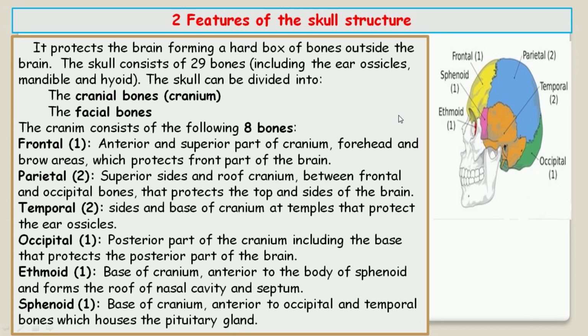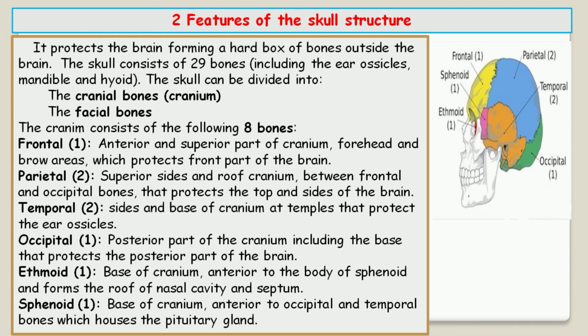Features of the skull structure. It protects the brain, formed of a hard box of bones outside the brain. The skull consists of 29 bones. The skull can be divided into the cranial bones and the facial bones. The cranium consists of the following 8 bones: frontal, 1, the anterior and superior part of the cranium, forehead and brow areas, which protect the front part of the brain.